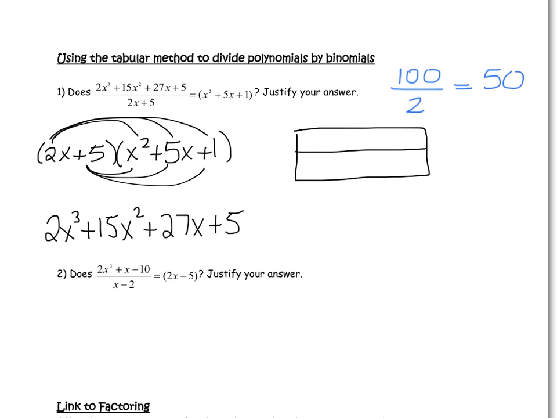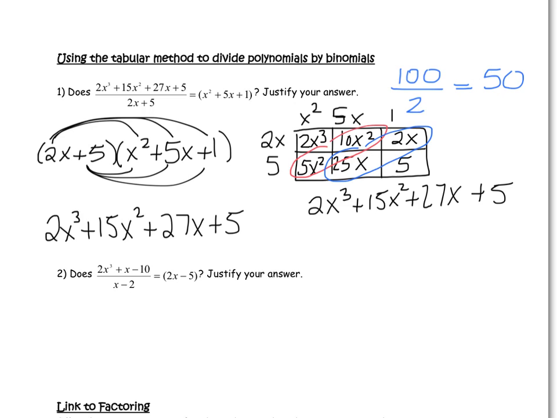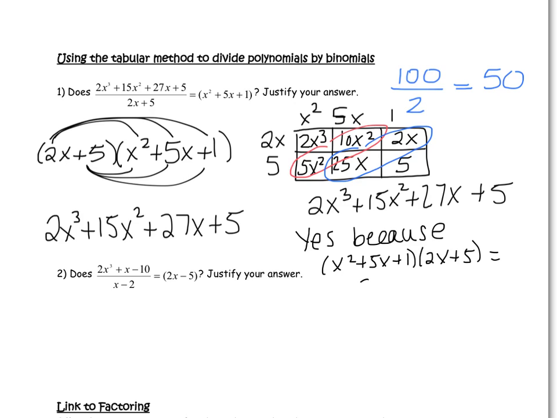So the way we set it up is the same way as we did before. I'm going to put 2x here, 5 here, x squared, 5x, and 1. All right, please pause the video and choose whichever method you'd like to use. Okay, here are your answers. Okay, it looks like it checks out either way. So where it says justify your answer, it's enough that you have work here. So you should just write down in words, yes, because x squared plus 5x plus 1, parentheses, meaning times, 2x plus 5 equals 2x to the third plus 15x squared plus 27x plus 5. That would be enough.